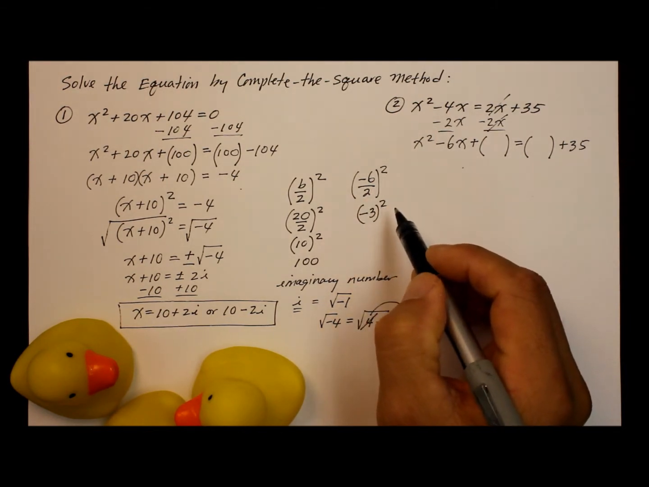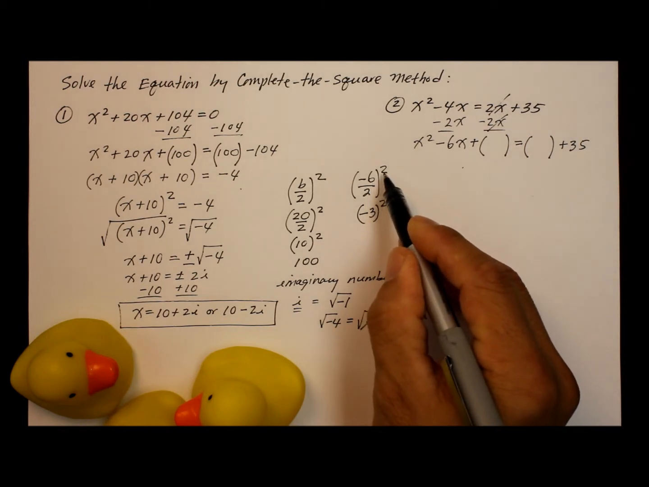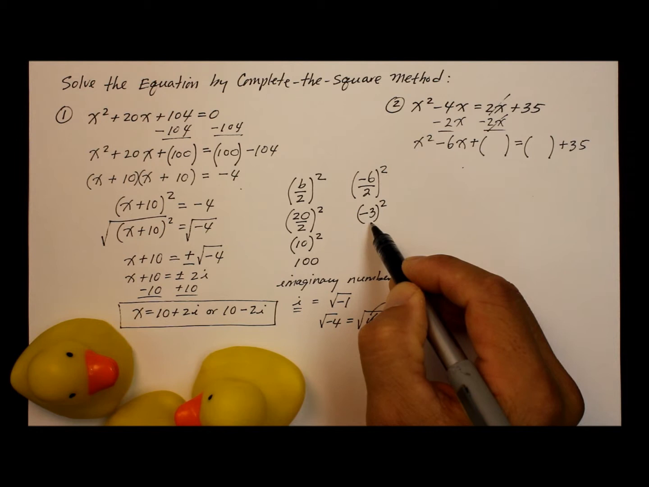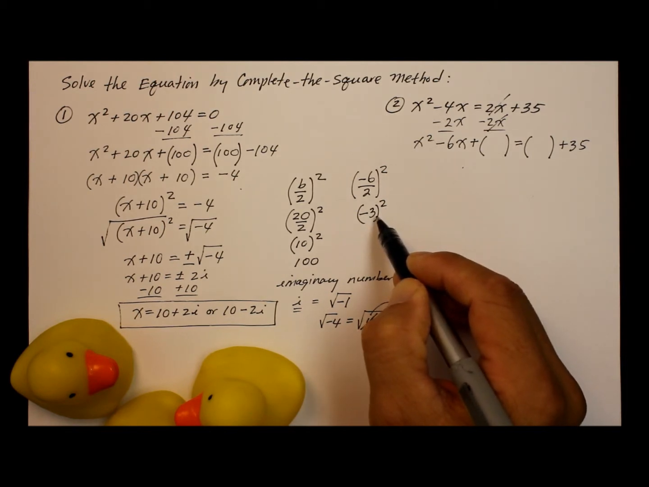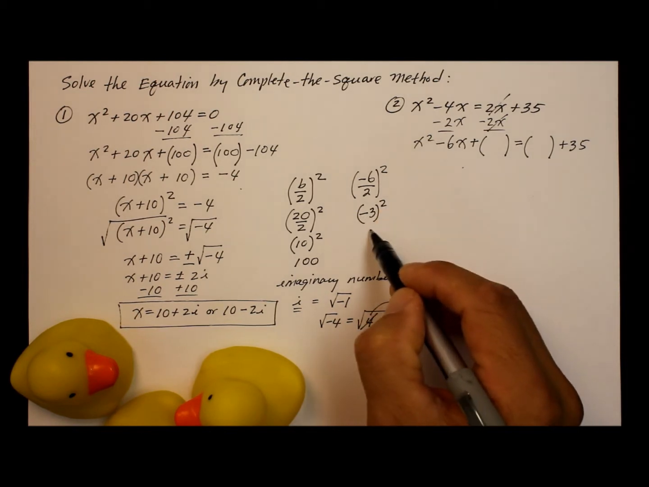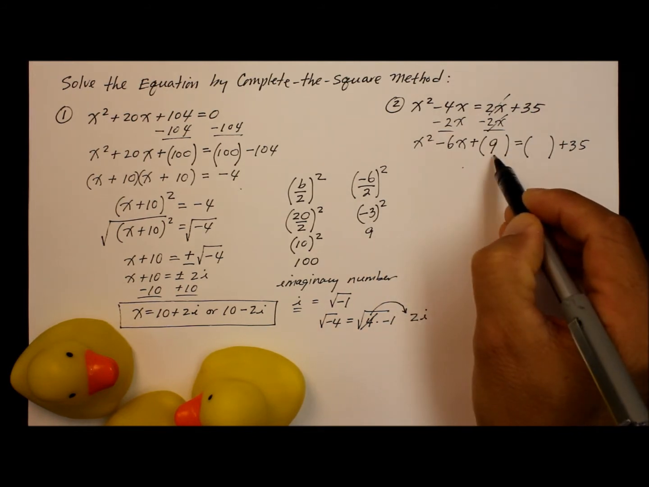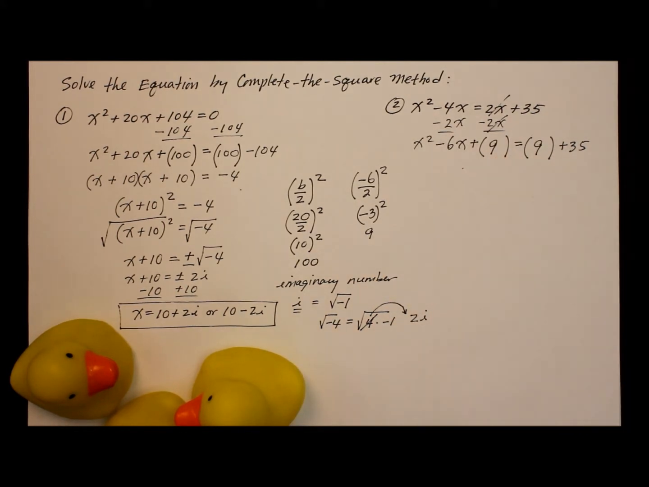Some kids realize anytime we take a square, it's going to become positive. Doesn't matter if it's negative. No, it doesn't. But I'm just going to show it through, to be consistent. So negative 3 squared is 9. And that's what goes in here. And whatever you do on the left, you do it on the right.